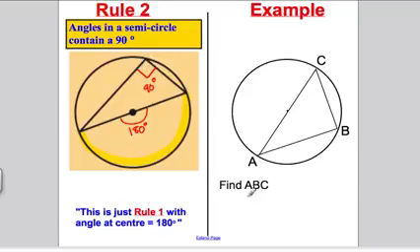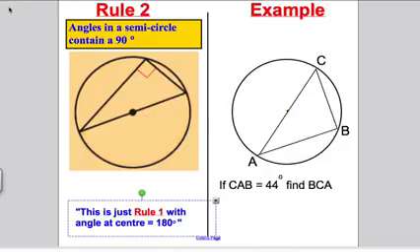So in this example, find angle ABC, A to B to C, assuming this is the centre and this is therefore the diameter, AC is the diameter. This is a case of angles in a semicircle contain a 90 degree, so this angle must be 90.